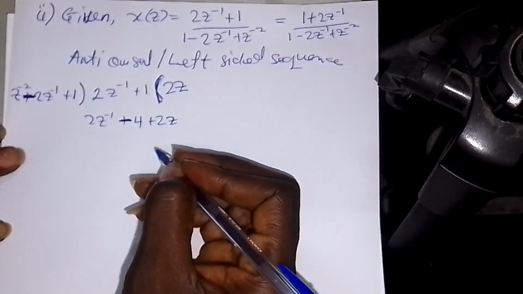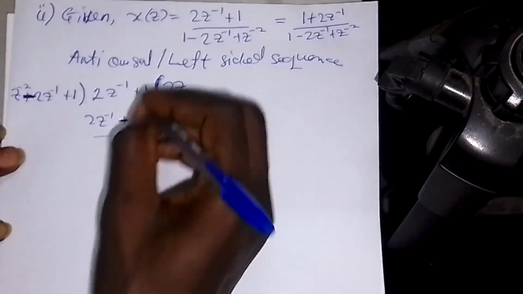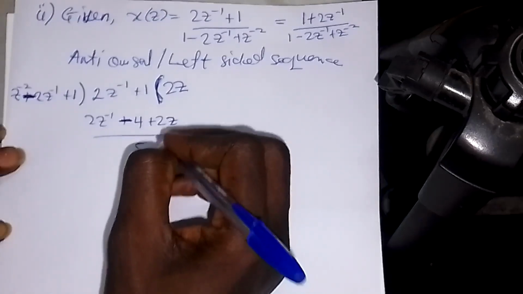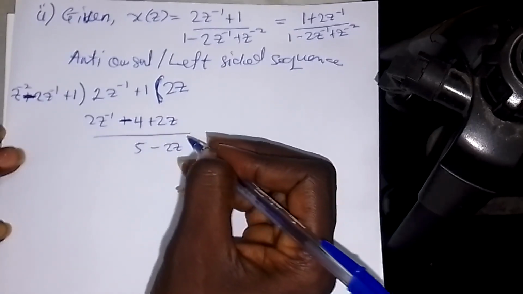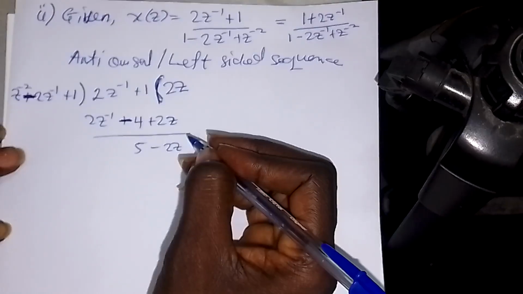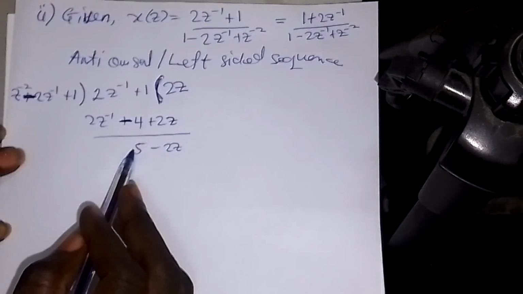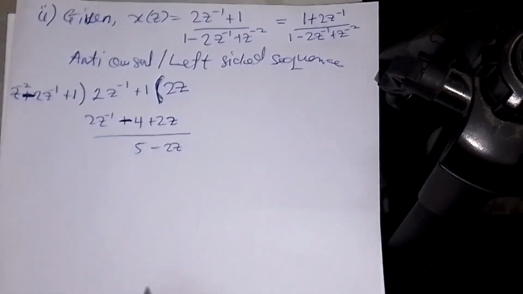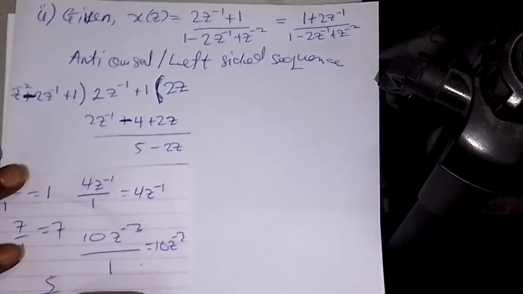All right, now let me do my subtraction from here. Here I'll get 0. Here I'll get 5. And then here I'll get minus 2z. Now, how many times can this one go here? If I divide 5 by this, what will I get? 5 over z exponent minus 2.